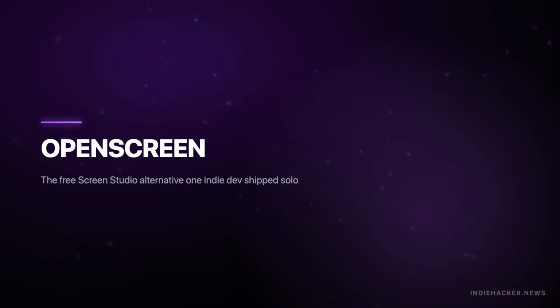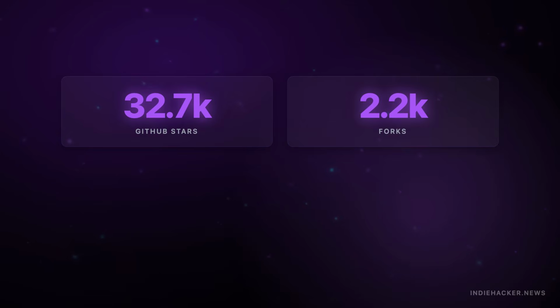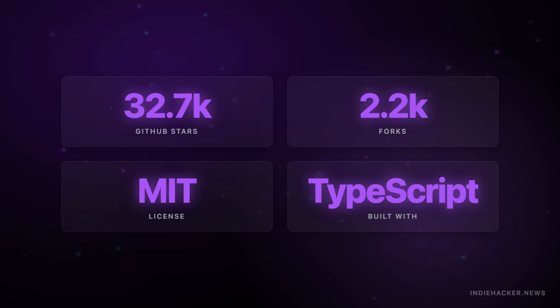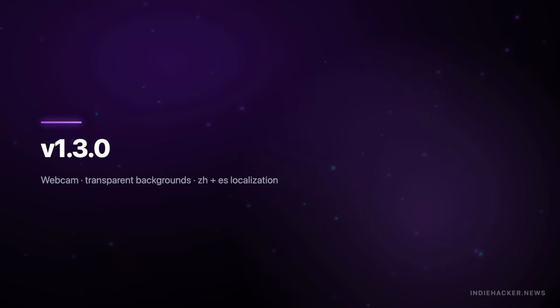No watermarks, no subscriptions, free for personal use, free for commercial use, MIT licensed. The project is called OpenScreen, and the install is a one-click installer for Mac, Windows, and Linux. The repo is sitting at almost 33,000 stars right now and over 2,000 forks. Almost 33,000 stars on GitHub, 2,200 forks, MIT license so you can ship it commercially, built with TypeScript and Electron and Pixie.js. Version 1.3 shipped 3 weeks ago with webcam support, transparent backgrounds, and localization in Chinese and Spanish.